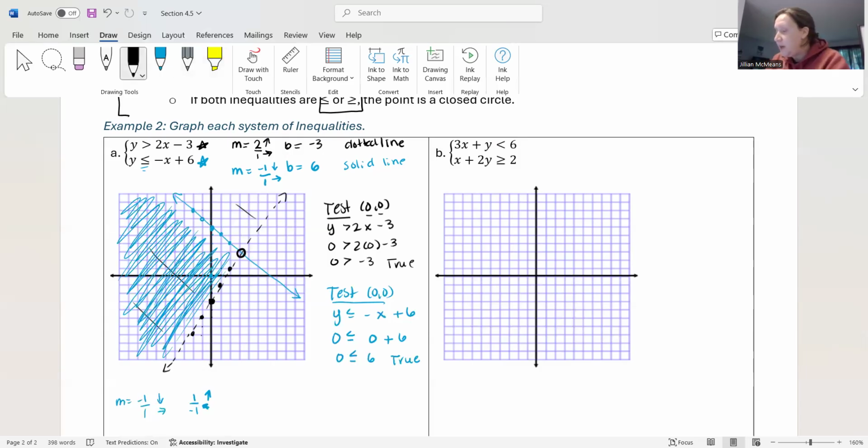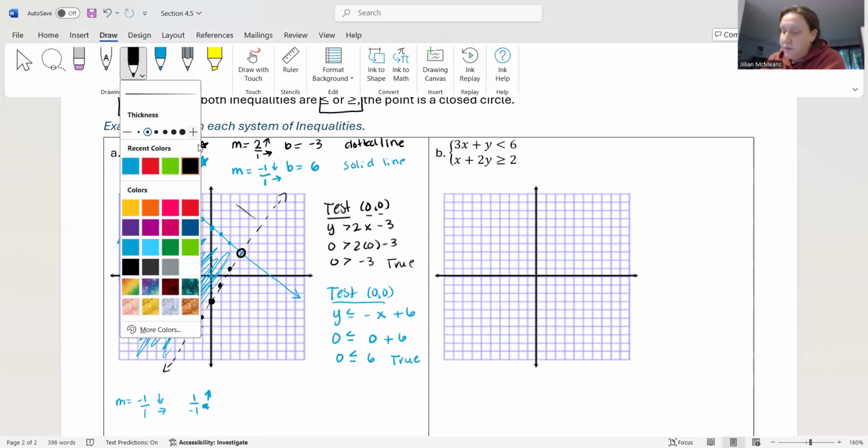Let's look at part B. Let me scoot this out of the way. Okay, so for part B, we have 3x plus y is less than 6, and then we have x plus 2y is greater than or equal to 2. So we're going to do the same thing. We're going to use two different colors to kind of help us keep track of these lines.